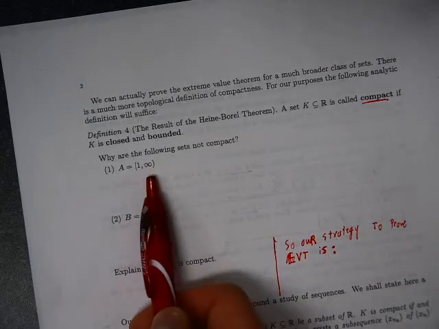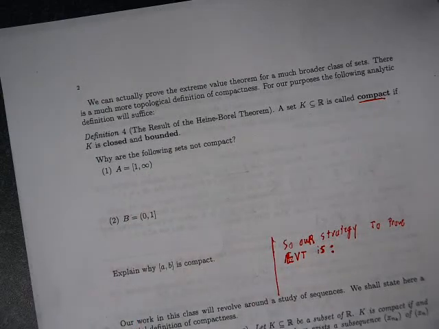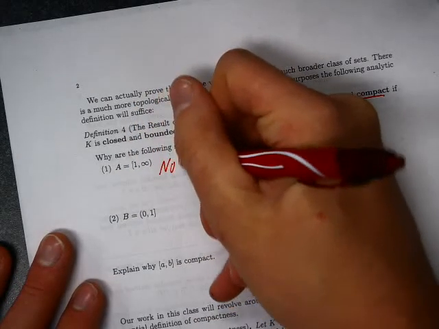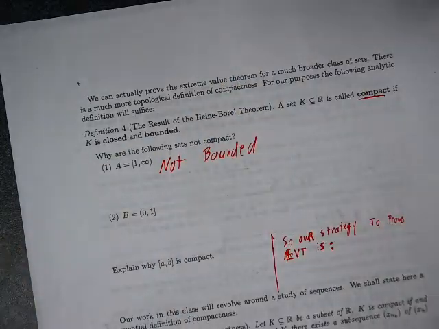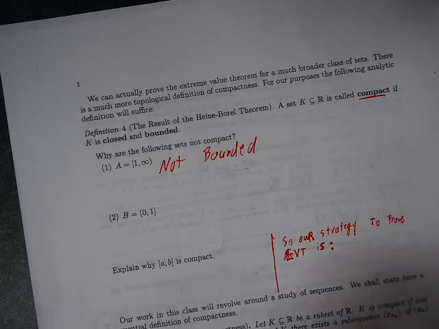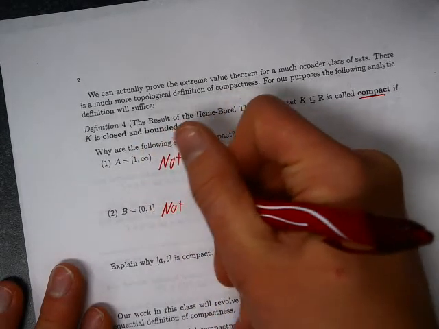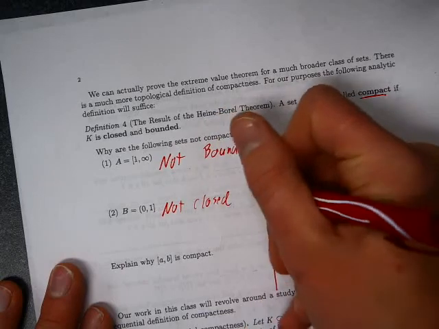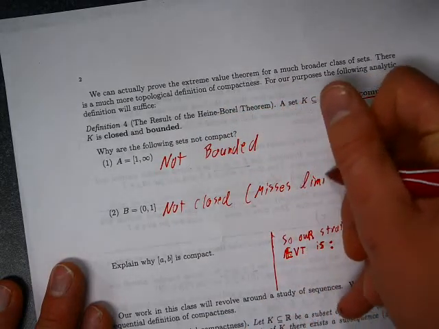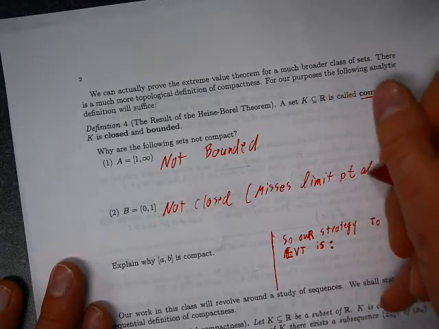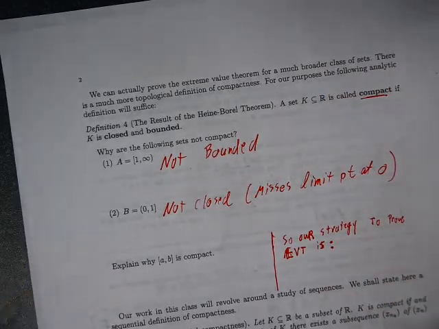So tell me why these sets aren't compact. The interval from 1 to infinity, why is that not compact? It's not bounded. The interval from 0 to 1 excluding 0. Not closed. It misses a limit point. It misses its limit point at 0.